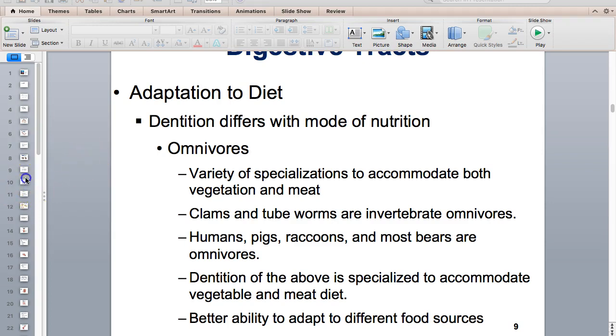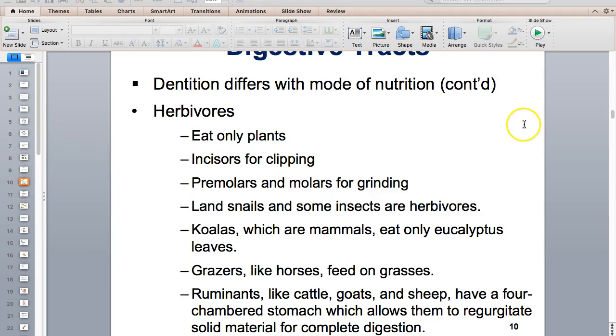And now if we move on to talk about herbivores, right, they're only going to eat plants, so they have these specialized incisors that can clip off parts of the plants. They also then have premolars and molars that are specialized for grinding. So examples, land snails, some insects are herbivores, and koalas will eat only eucalyptus leaves. If you think about horses, right, cattle, they will feed on grasses.